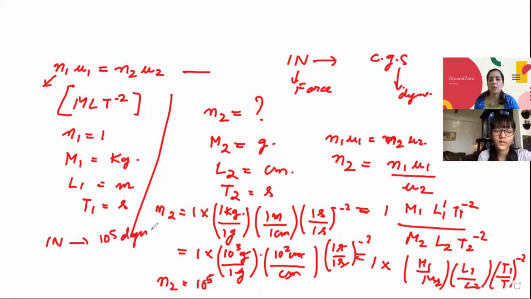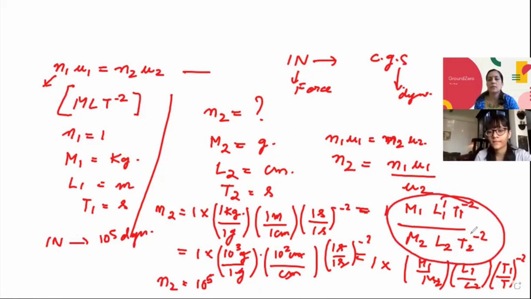So it's the same thing. The only difference is that we have substituted the dimensions M1, L1, T1. But you can also directly use the method of units. If they give such questions, you directly use the unit method, because this will be quite a lengthy procedure.